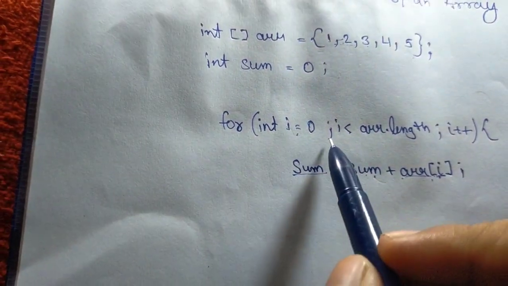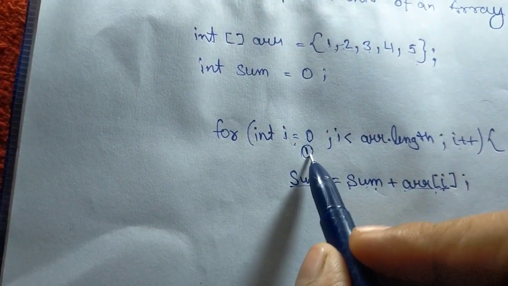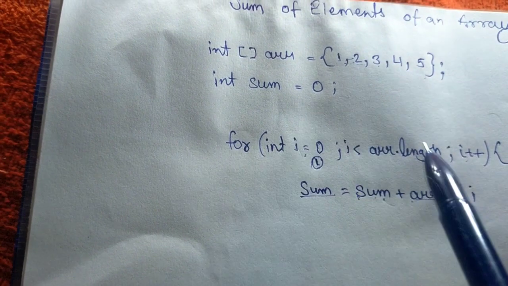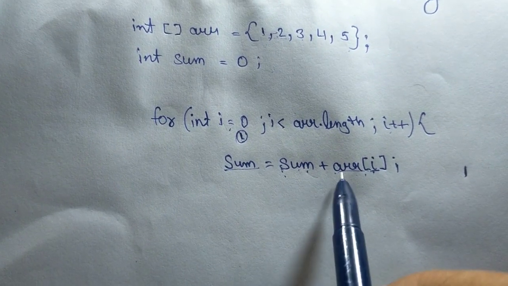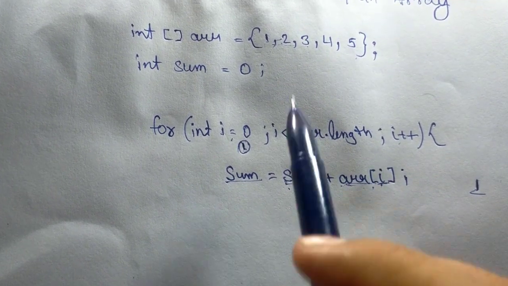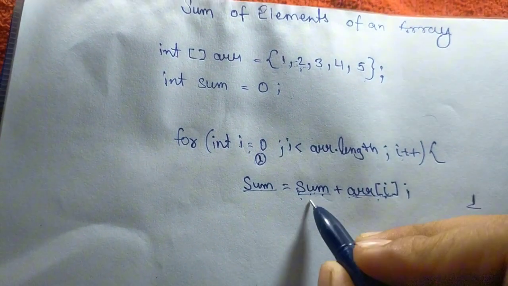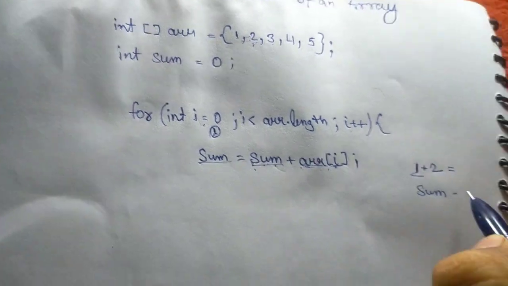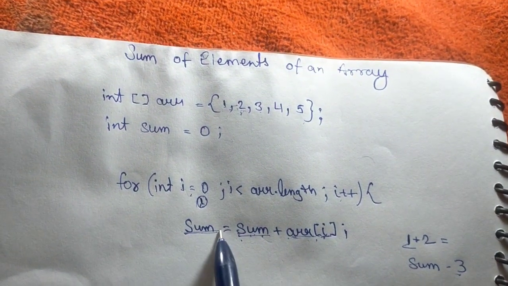After that, i will increase by 1 and its value becomes 1. So is 1 less than array.length? It is right. Then in this, the initial sum value is 1 and arr[i] is 1. What is the value at the first index? It is 2. So 1 plus 2, then the sum becomes 3. Okay, now the new value of sum is 3.